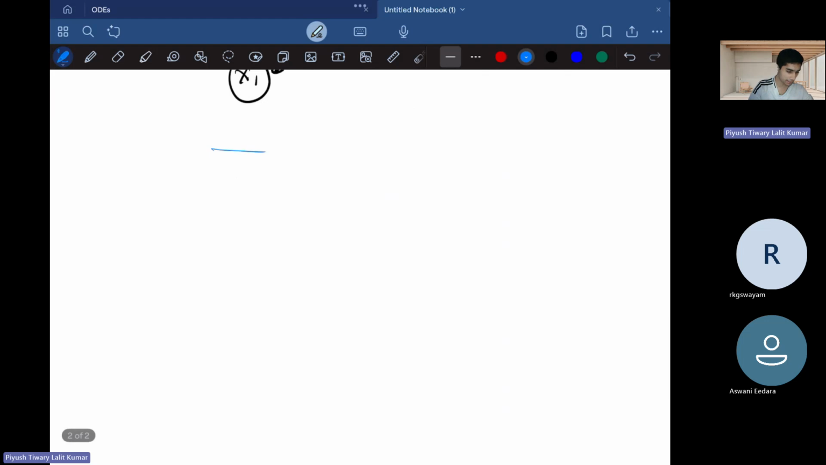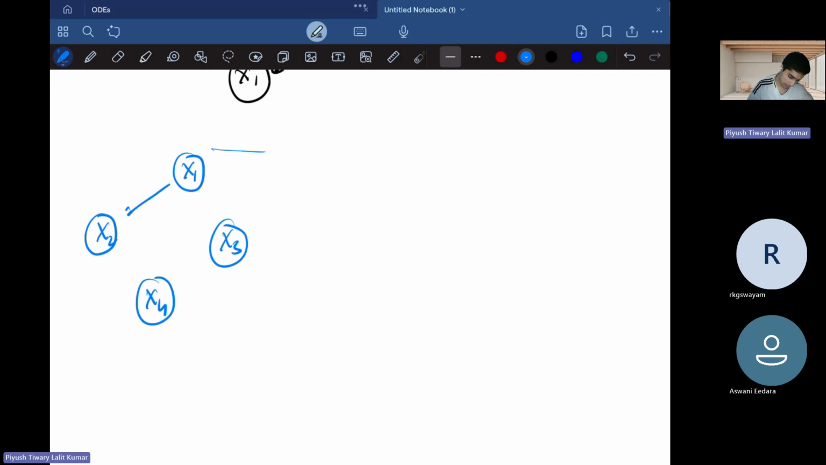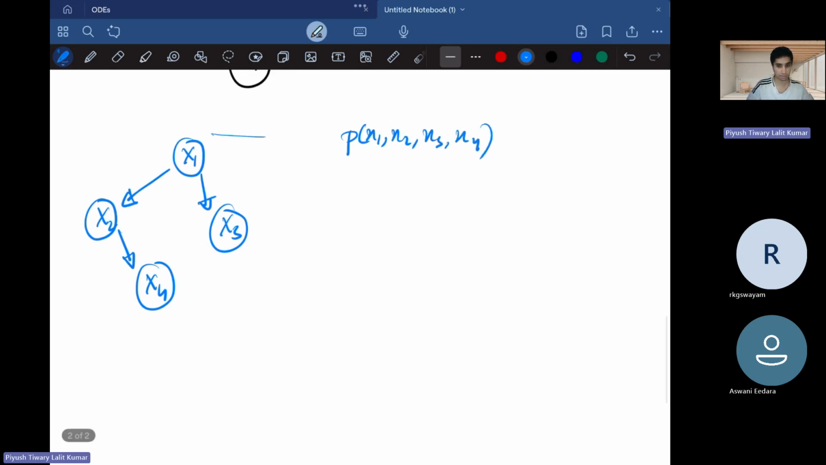So let's try to get a feel of it, right? Let's say you have x1, x2, x3, and x4, and the graphical structure looks something like this. This is the PGM, for example. And you want to comment on P of x1, x2, x3, x4, the joint distribution of the four random variables, right?